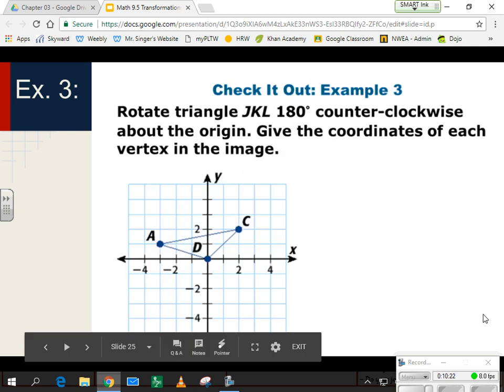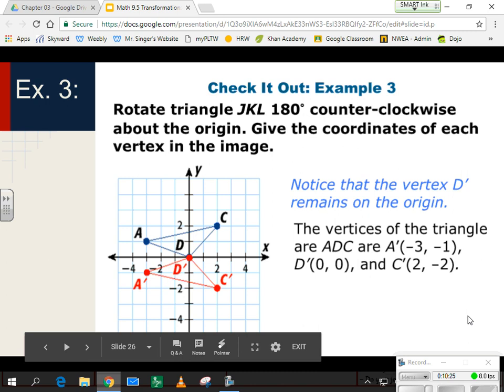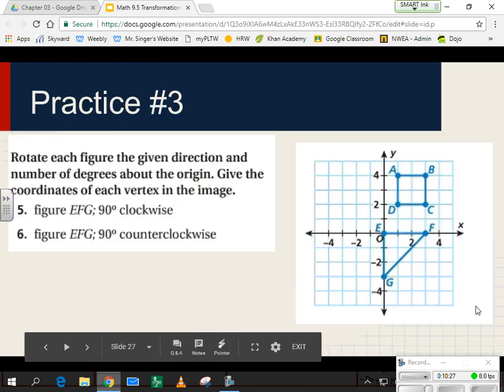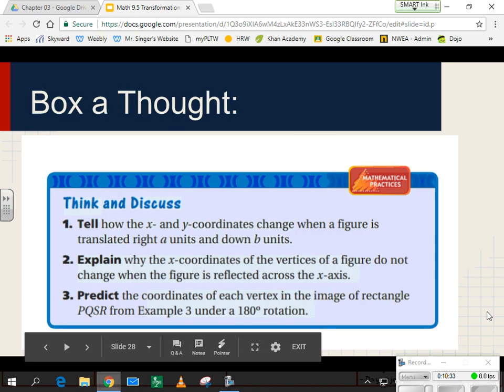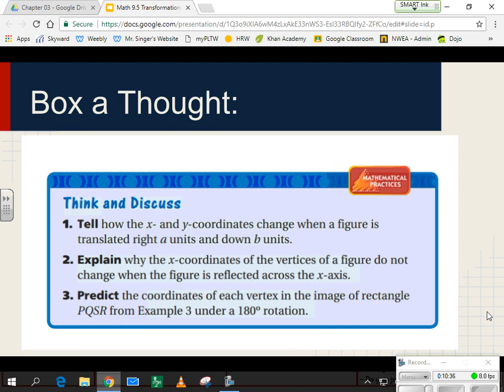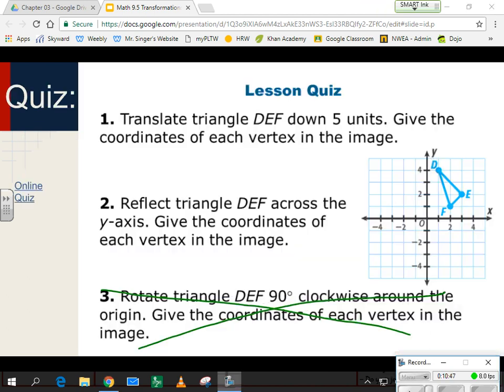Here's one where we have JKL. We're going to flip it 180 degrees, which basically means we're making a reflection of it. And then I'm going to skip this part so you don't have to worry about it. Okay, so go ahead and look at just questions 1 and 2. Do not worry about 3, just do questions 1 and 2. When you're done, move on to the quiz. And I crossed out number 3, as you can see here. So number 1 and 2 is all I need you to do. So go ahead and work on those. And then when you're done, that's it.